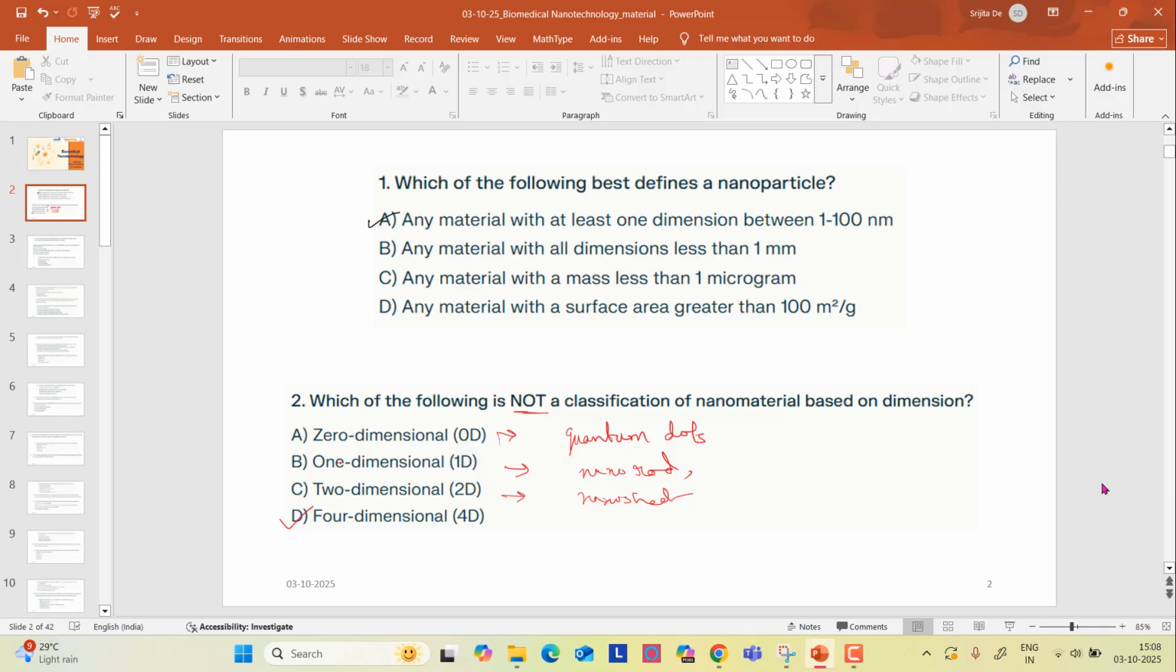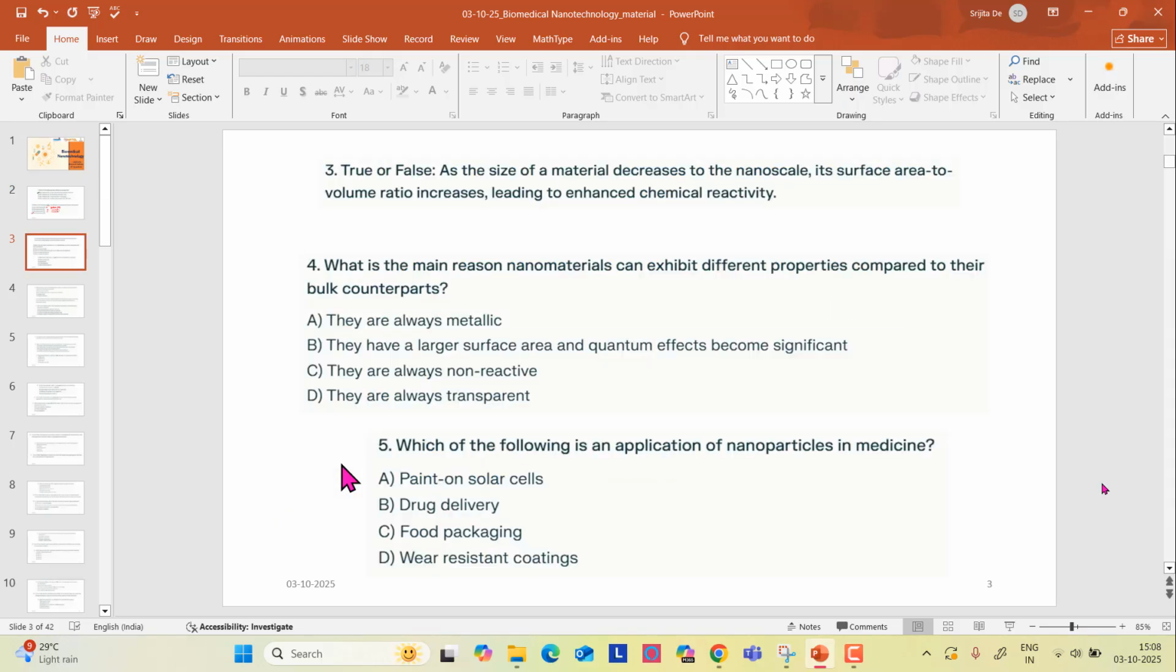Okay. Next. Third question is of true or false type. As the size of a material decreases to the nanoscale, its surface area to volume ratio increases, leading to enhanced chemical reactivity. True or false? True. Yes. So it is true.